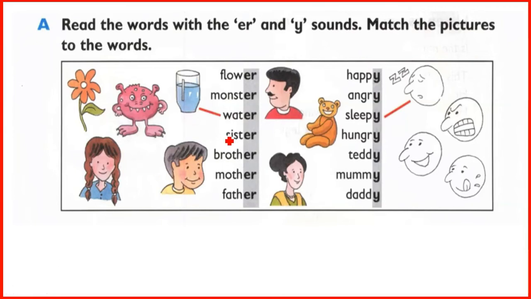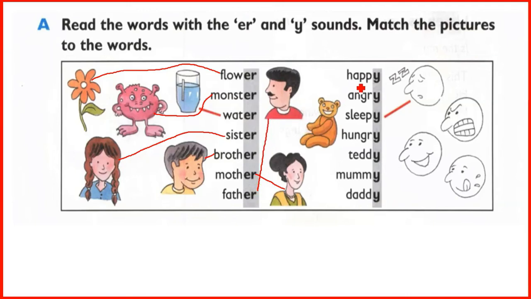Now, sister. Yes, match. Okay. Then brother, match. Then mother, flower. Then monster. Yes. Then water. Okay. Sister, brother, mother. Yes, mother. And father, like this.